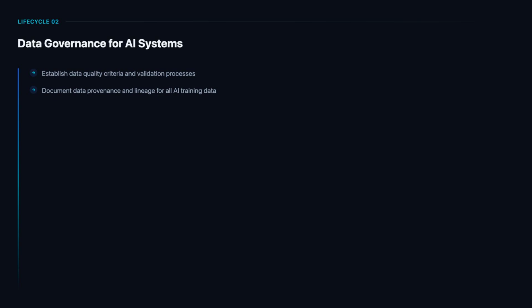Document data provenance and lineage for all training data. You must be able to trace where your data came from, how it was collected, what transformations were applied, and who authorized its use. Implement systematic bias detection and mitigation across your datasets.